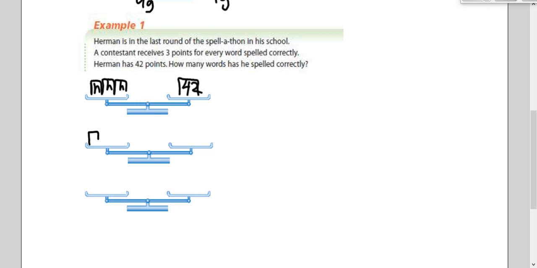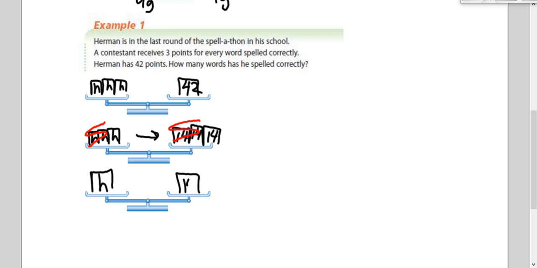Well, I have 3 little blocks over here, and I want to get 3 little blocks on this side. So 42 divided by 3 is 14. Now I'm going to remove these 2 and these 2, keep my scale balanced, but then also clearly see that Herman has spelled 14 words correctly. So then write our sentence.